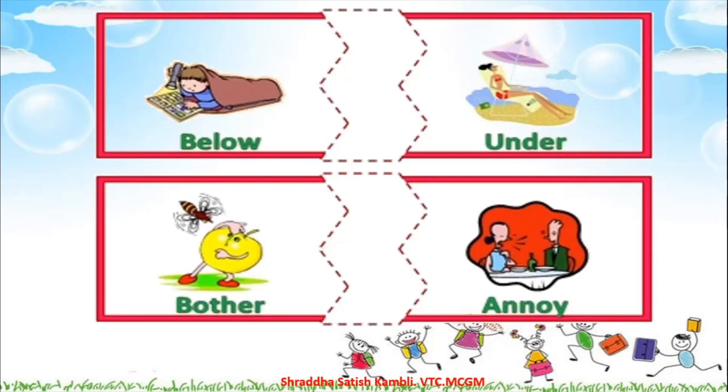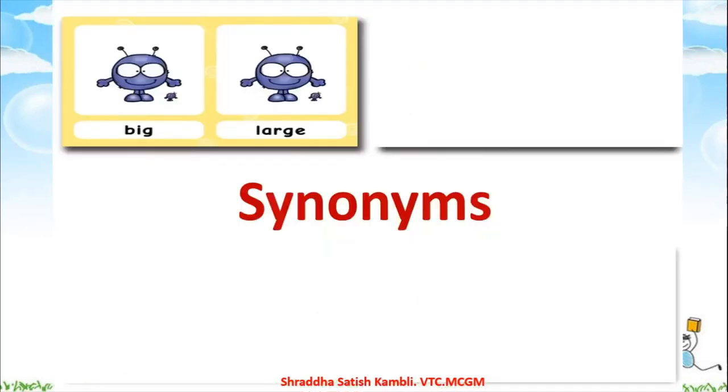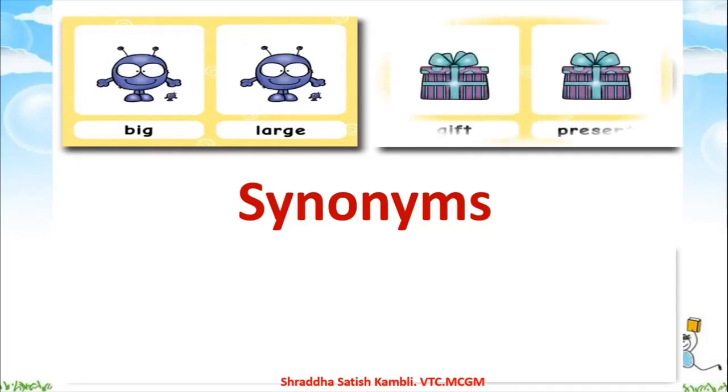Alright, so these are all examples of synonyms. See one more example of synonyms. We're going to see some more examples here. So big and large. Can you see two smileys there? One is very big and the other one is very small. So this one is big. You can also call him large. See one more example. Gift and present. So you can say I got a gift for my birthday. You can also say I got a present for my birthday.